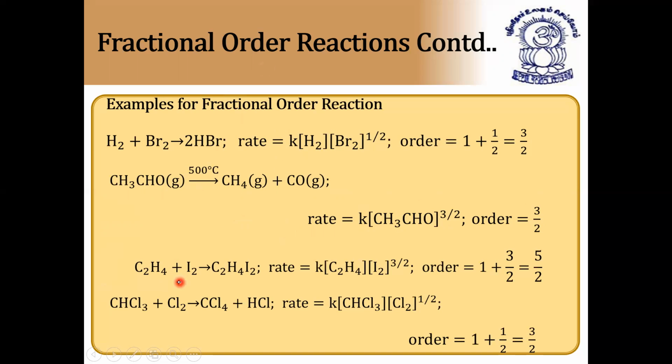Let us take one more example. C2H4, that is ethene, plus iodine forms ethene iodide, for which the rate is K [C2H4] [I2]^(3/2). So order = 1 + 3/2 = 5/2. In this way, we find examples for fractional order reactions. And the last example: chloroform, CHCl3, on reaction with chlorine forms CCl4 and HCl. For this, the rate is given as K [CHCl3] [Cl2]^(1/2). So the order is 3/2.